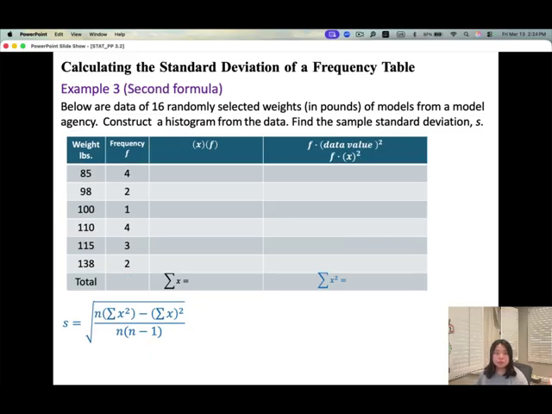Okay, now we have the same example, and we'll be using the second formula. So first, we're going to find the summation of x. For the summation of x, we use the data times the frequency. So 85 times 4. And then for this one, we use the frequency times the data value squared. So take the square of the data and then multiply by the frequency. Okay, I want you to try. After you're done, add it all up to find the summation x and the summation x squared.